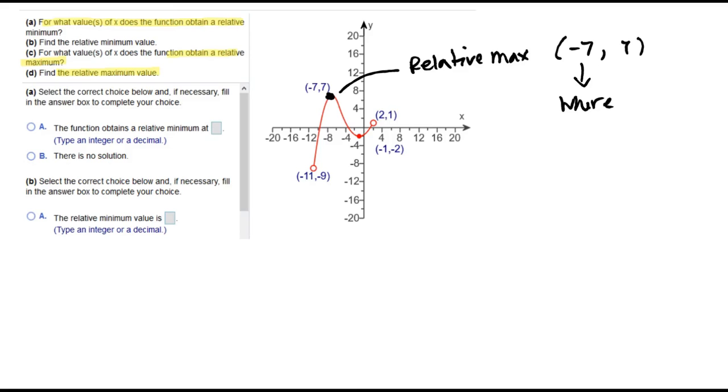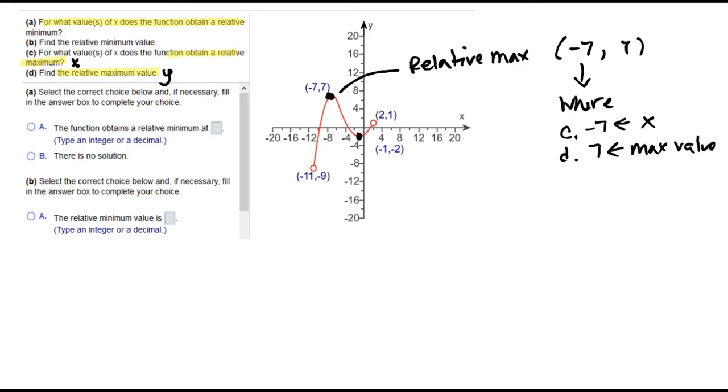So this part C is asking for the x, and the part D is asking for the y. So you're going to answer for part C, -7, and for part D, 7. So this is the maximum value, and this is the location, the x at which the maximum occurs.